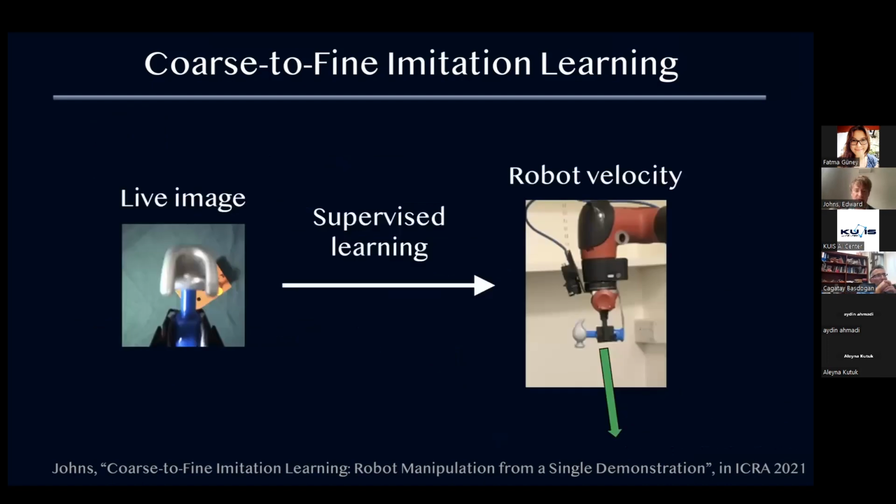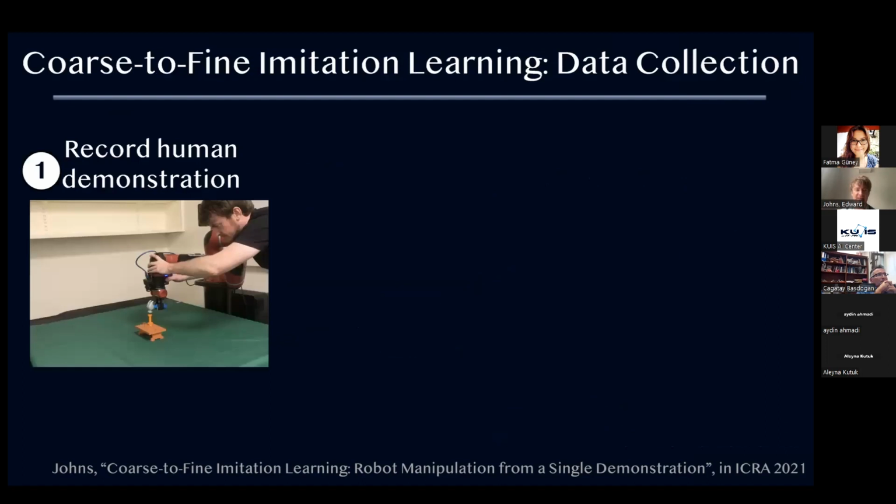So what we're going to do is train a robot to take in a live image and use supervised learning to predict the robot's velocity, okay? And to collect that data, we're going to do it in a self-supervised manner. So this is what it looks like if we want to teach a robot to hammer a nail using this coarse-refined imitation learning framework. First of all, the human will provide a single demonstration of the task. And that's all the human needs to do for this task. The human can then step away.